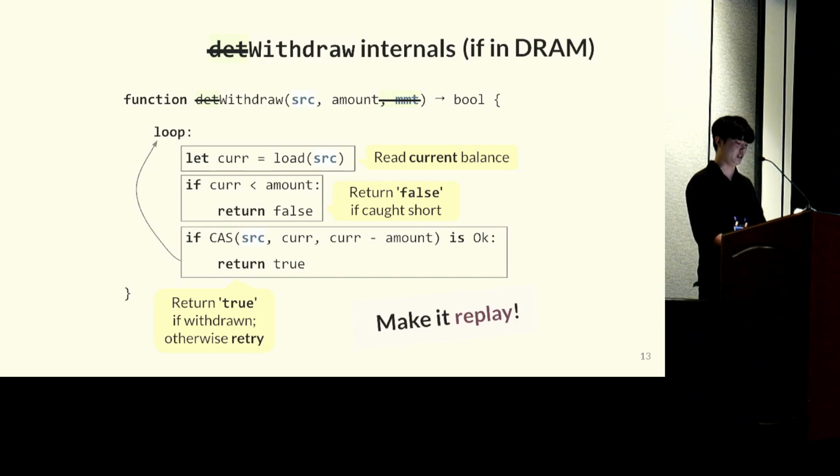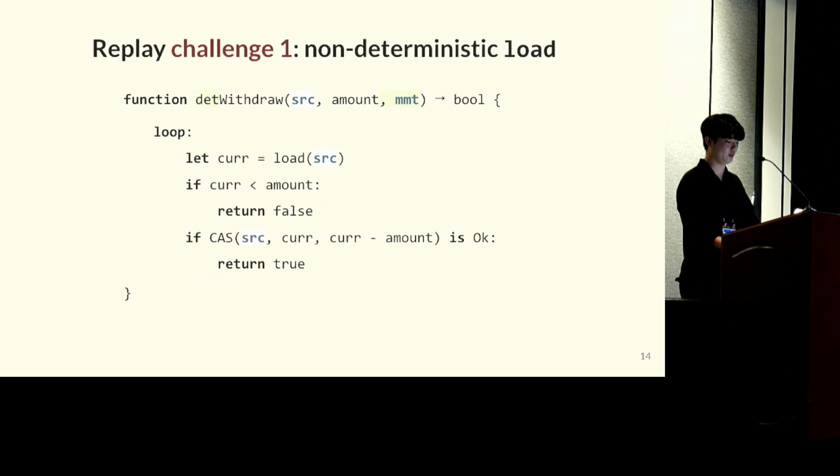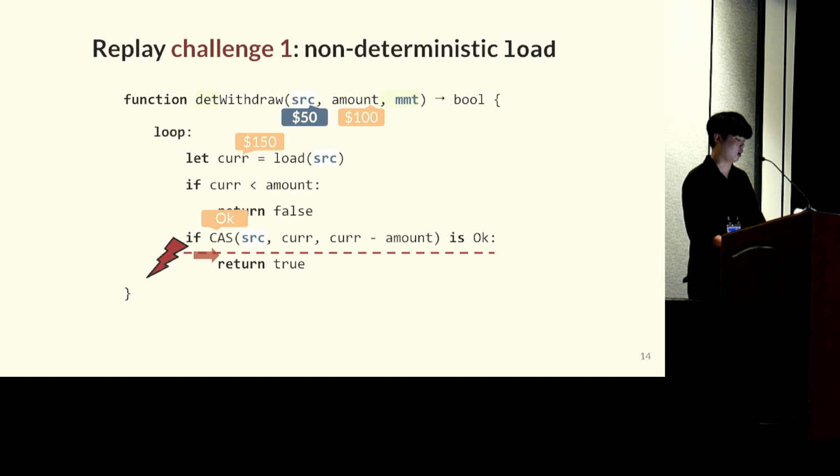There are some challenges to replay and corresponding rules to overcome them. The first challenge lies in the non-deterministic load result. The post-crash value may differ from the pre-crash one. In detail, assuming source balance is $150 and amount is $100, loading source returns $150. Because the balance is sufficient, CAS is performed, successfully executed, decreasing source balance to $50 and returning OK. Here, just before returning true, a crash happens.